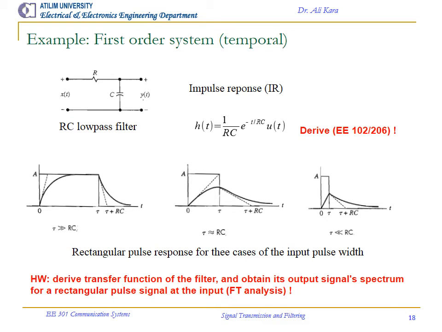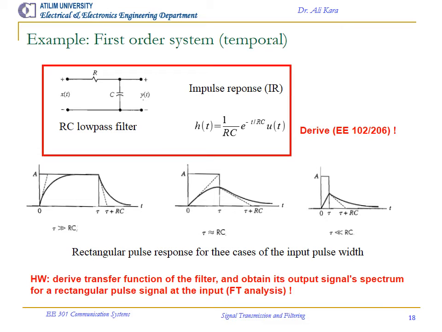Example: first-order system. Temporal. Now, let us examine a first-order RC low-pass filter system. A first-order RC low-pass filter is implemented as the circuit, a resistance, in parallel with a capacitor.